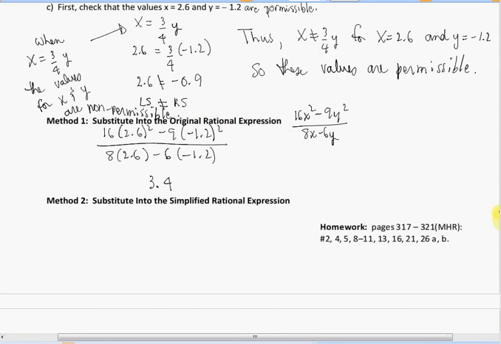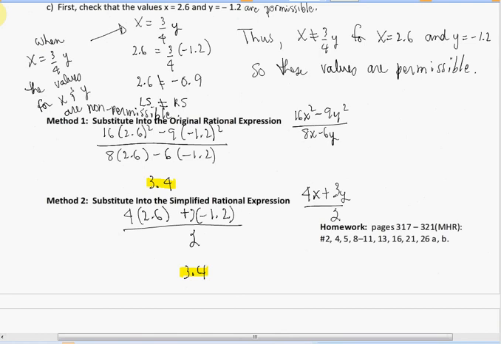The second way that I can evaluate is to plug into our simplified expression, which is 4x plus 3y over 2. So I'm going to go 4 times 2.6 plus 3 times negative 1.2 all over 2, and when I simplify that, I also get 3.4. So notice I get the same answer regardless of which expression I use.